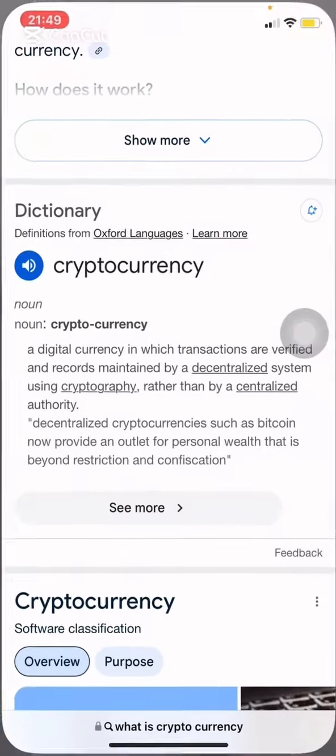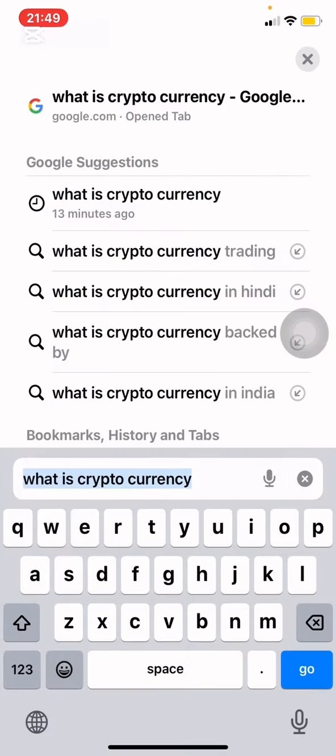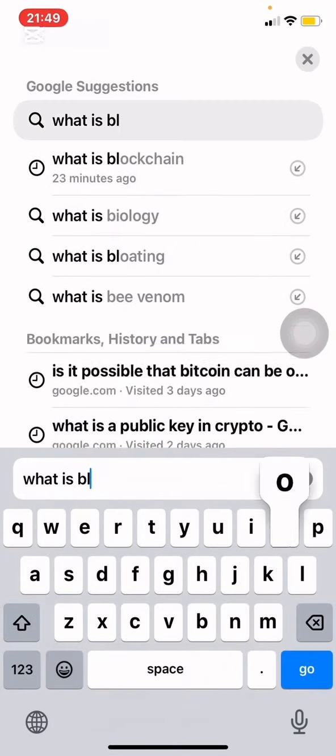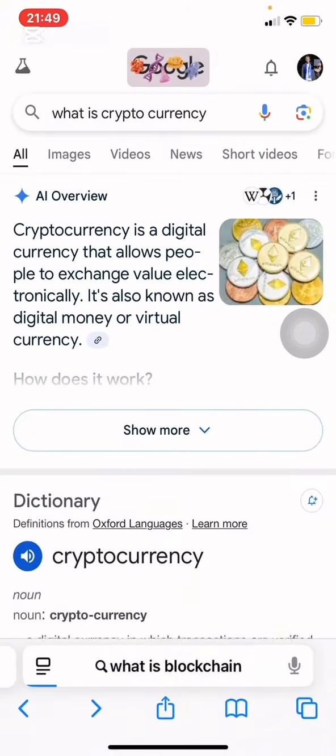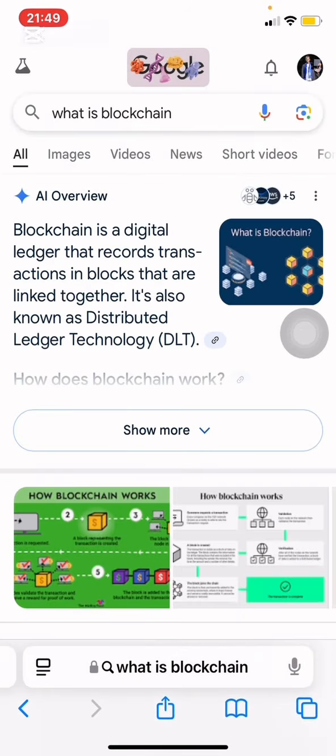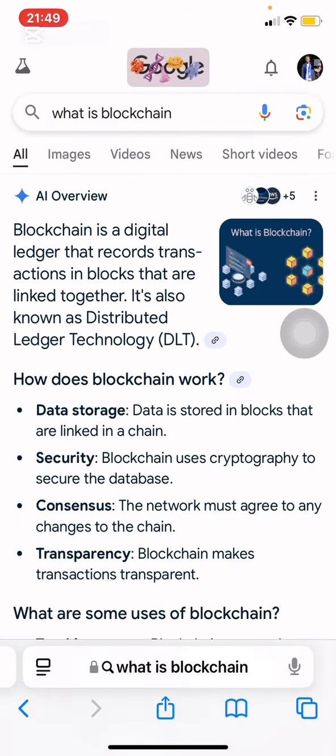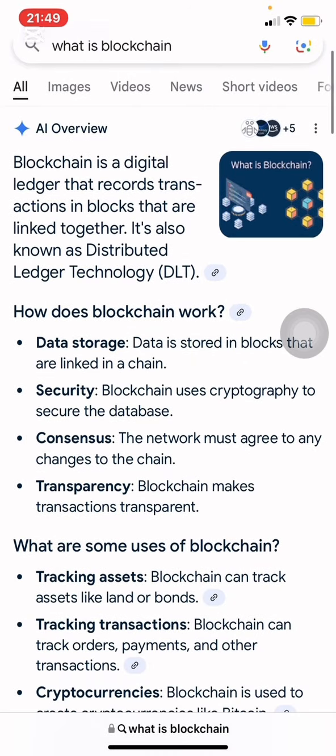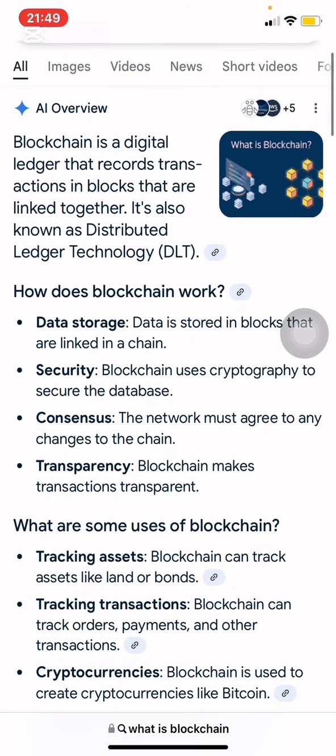I want us to use Google and understand what blockchain is, because it will give us something that everyone can understand, because this might be a bit complex, which I've first illustrated, but I believe this is going to be the best. Now they're telling us that blockchain is a digital ledger that records transactions in blocks that are linked together. It's also known as distributed ledger technology, abbreviated as DLT.